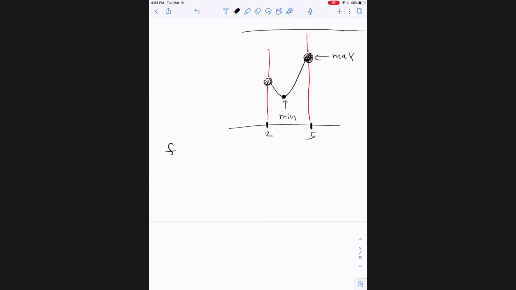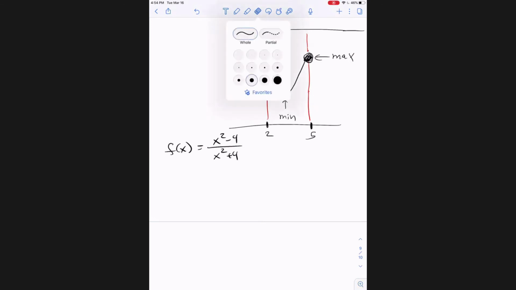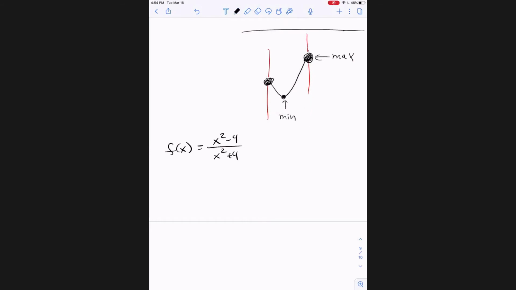All right, so now let's do the next example. Notice, basically, when you have a closed interval, it's either going to be at the endpoint or the critical value. That's why we find the critical values, and then we make a list. So f of x equals (x squared minus 4) over (x squared plus 4) on the closed interval from -4 to 4. We have to find the derivative, and this is a quotient rule. So go ahead and use the quotient rule.